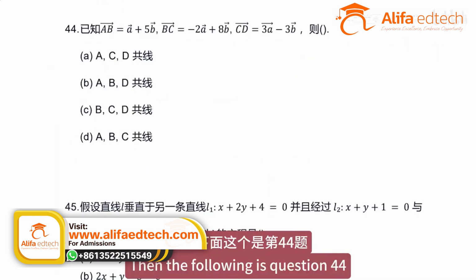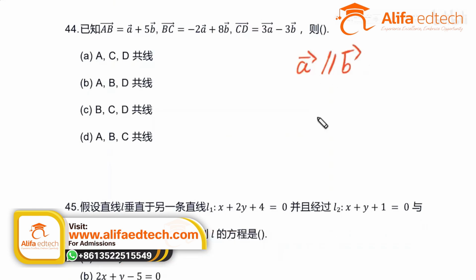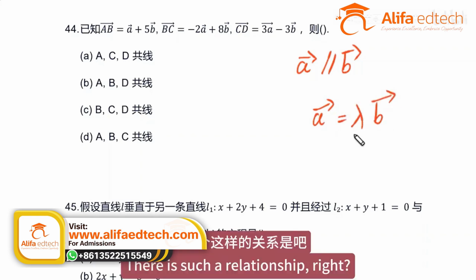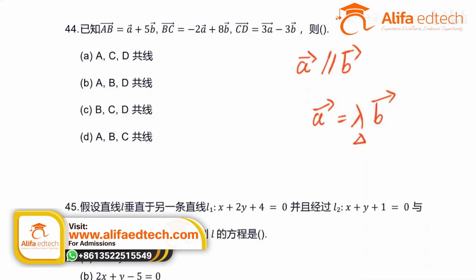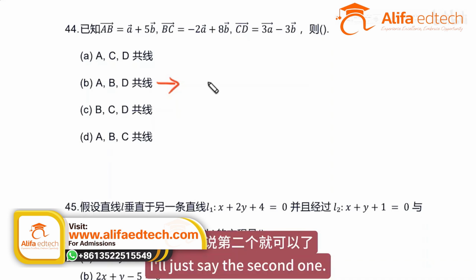Next, this is question 44. For this question, what it's testing us on is if two vectors are parallel, there is a relationship like this, right? So we need to find this lambda. So which one has this kind of relationship? It's the second one. I'll just talk about the second one.